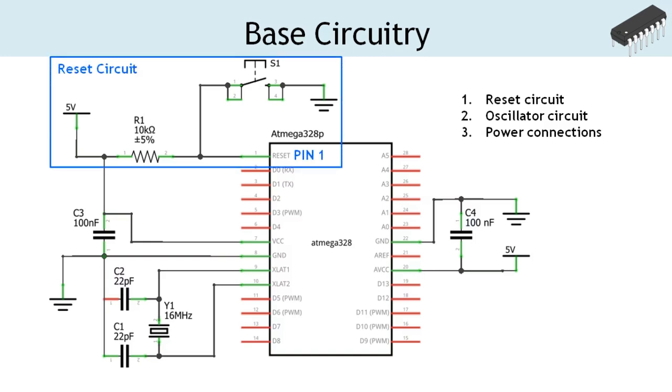Let's look at the reset circuitry, which is used to soft reboot the development board. A logic low pulse must be provided to the pin number 1 to reset the microcontroller, and at other times the reset pin must be pulled high. The duration of the logic low pulse must be greater than that of the clock signal.